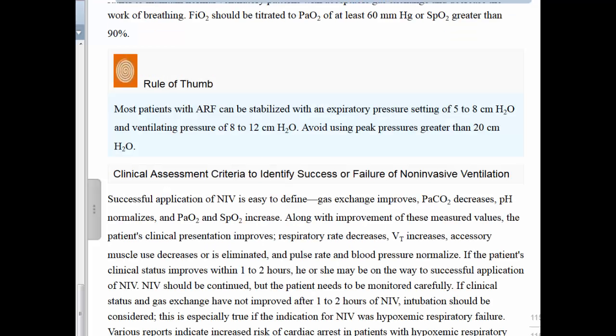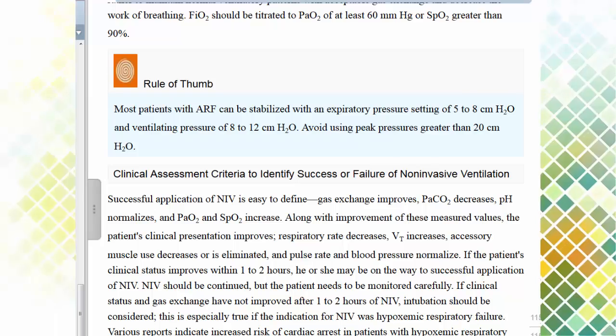Here's a good rule of thumb. This is actually on page 1151. Most patients in acute respiratory failure can be stabilized with an expiratory pressure of 5 to 8 centimeters of water and ventilating pressure of 8 to 12 centimeters. Avoid using peak pressures greater than 20 centimeters of water. So you can go up to 20 pretty easily without any problems. And I have seen pressures greater than 20, but that's the exception, not the rule.